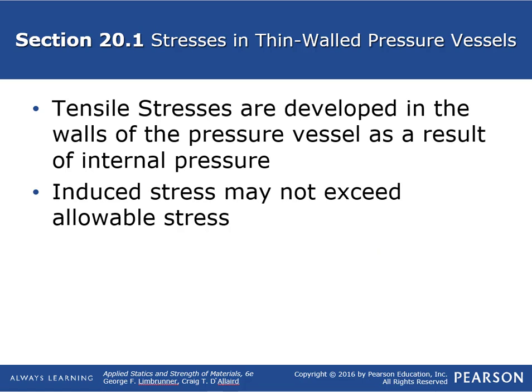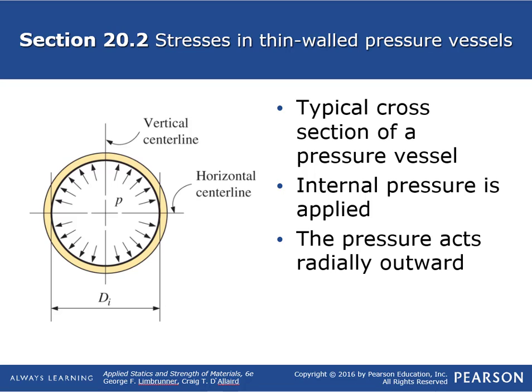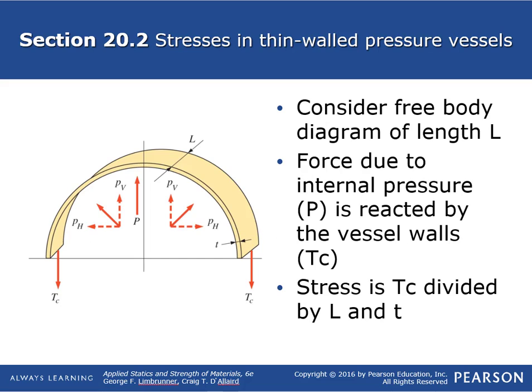Okay, so tensile stresses are developed in the walls of the pressure vessel as a result of the internal pressure. Induced stresses may not exceed the allowable stress, just like the design problems we've been doing this whole semester. Here we're looking at a typical cross-section of a pressure vessel. Internal pressure is applied, and that internal pressure acts radially outward. If we were to consider a free body diagram of this pressure vessel, it's of unit length L, and t is the thickness of the pressure vessel.